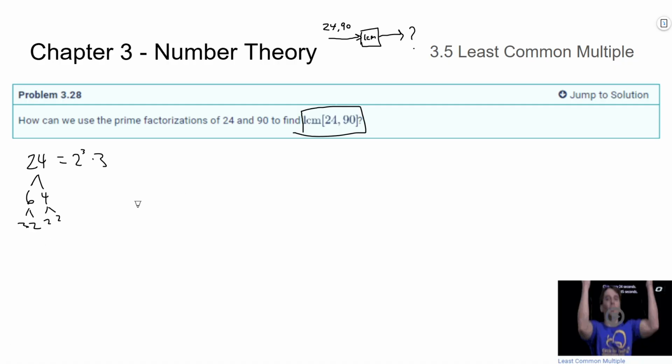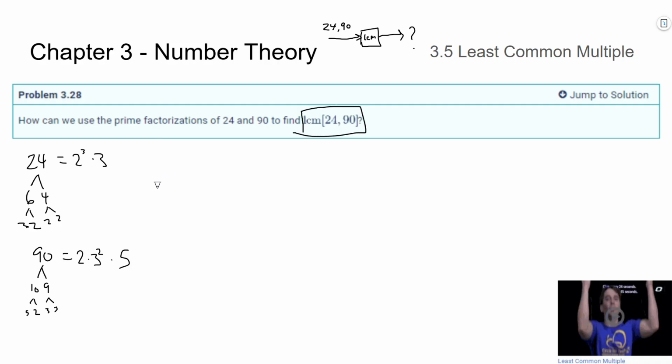How about 90? So 90, I'll write it here. It's going to be 10 times 9. 5 times 2, and 3 squared, or 3 times 3. So prime factorization for 90 would be 2 times 3 squared times 5. Okay, so use the prime factorization of 24 and 90 to find the least common multiple.